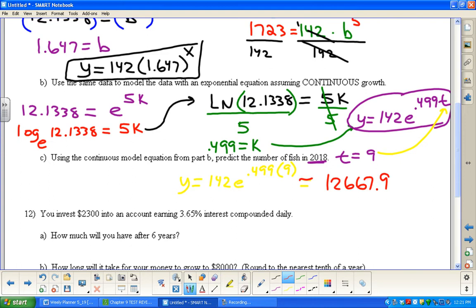Okay, so let's just say it's an approximate. We're not going to get 0.9 of a fish, hopefully. So we approximate that many fish.